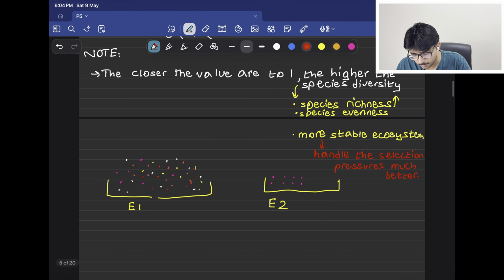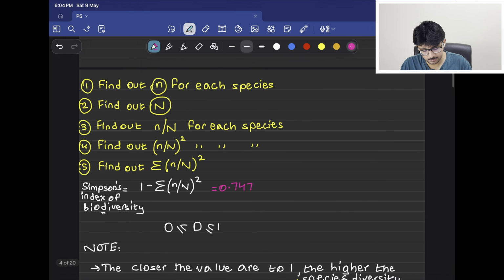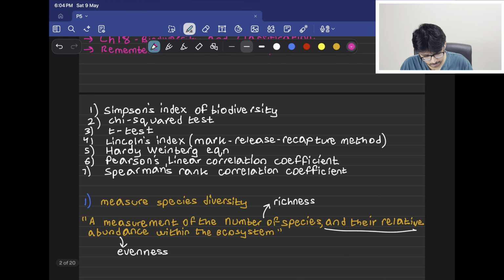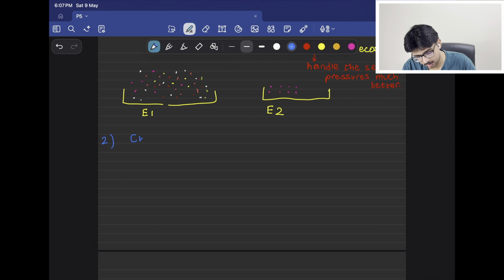All right. So, we talked about the Simpson's index of biodiversity. Let me just put a tick next to that. So, chi-squared test. This is basically a statistical test which you must have learned in chapter 16 when you were studying inheritance, monohybrid inheritance, dihybrid inheritance, blah blah blah. So that's basically the chi-square test where you must have learned that.